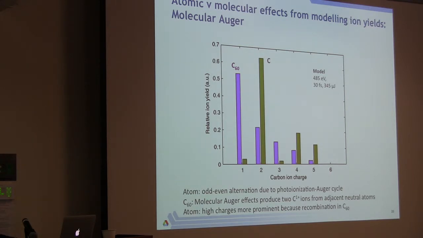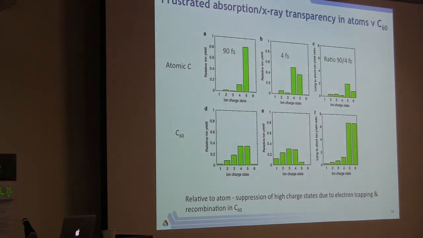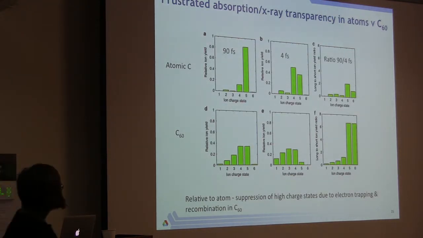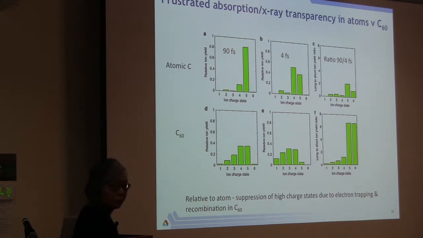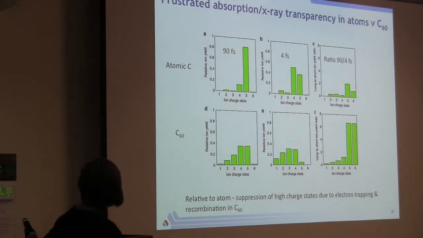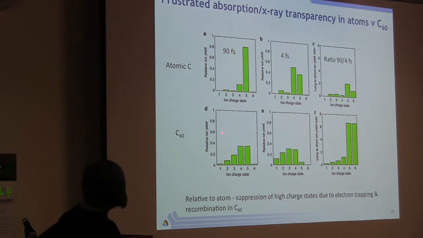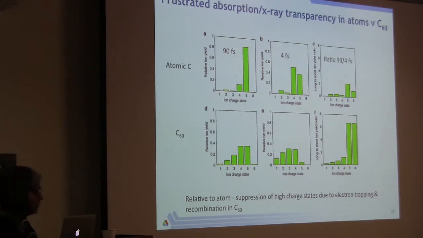Okay, so now, beyond charge state yields, you can also see these frustrated absorption X-ray transparency effects both in the atoms and the C60. This is for 90 femtoseconds and 4 femtoseconds, and you can do the ratio of the two. What you can see for the atomic versus the C60 is that relative to the atom, you have a suppression of the high charge states due to the electron trapping and recombination. But if you do the ratios, it looks like it's a very large effect also.